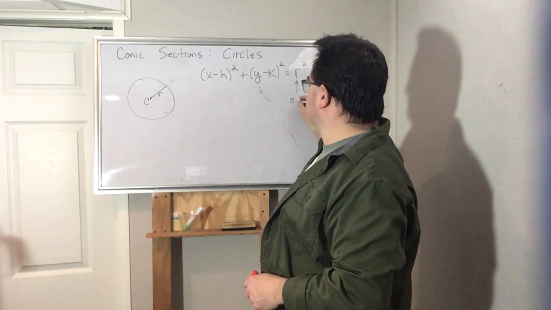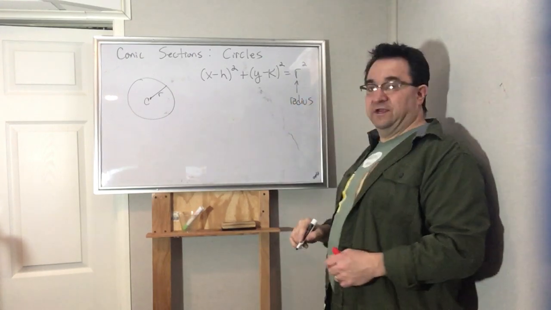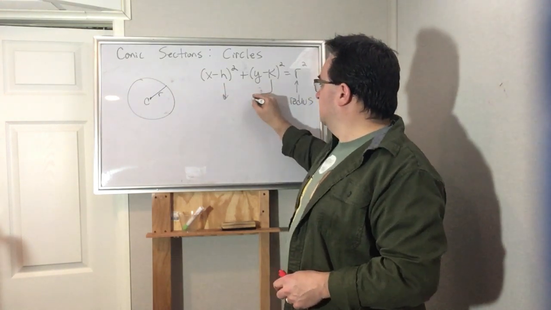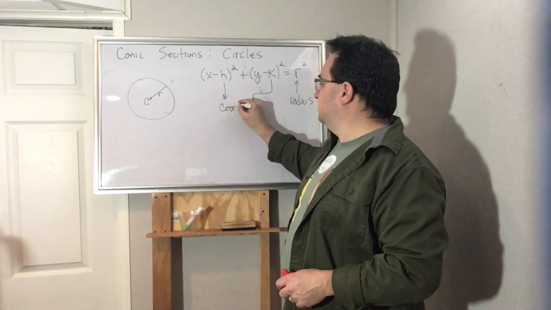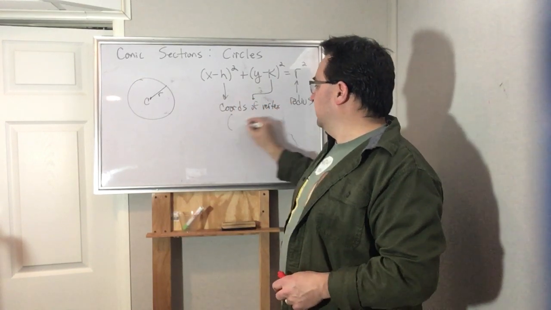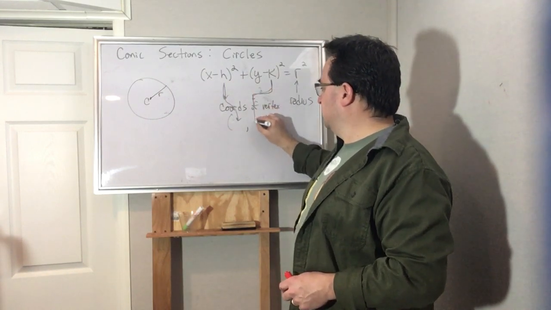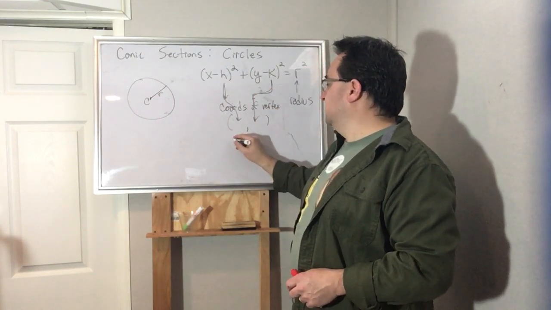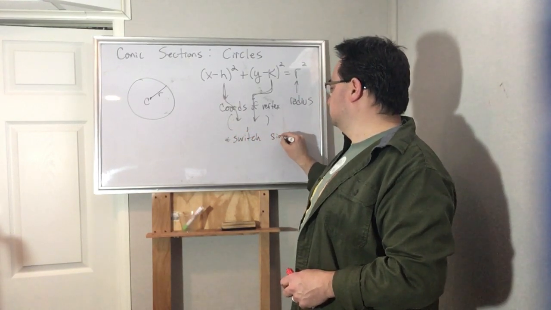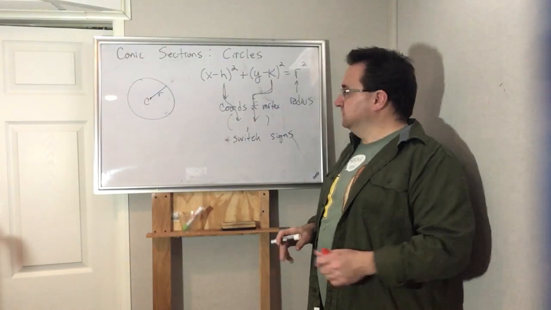So this is obviously the radius here, and these are coordinates of the center. So you have the h go here and the k go there. Don't forget to switch the signs. So this is very streamlined.